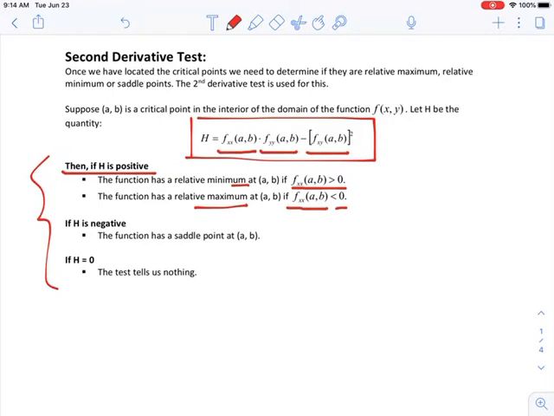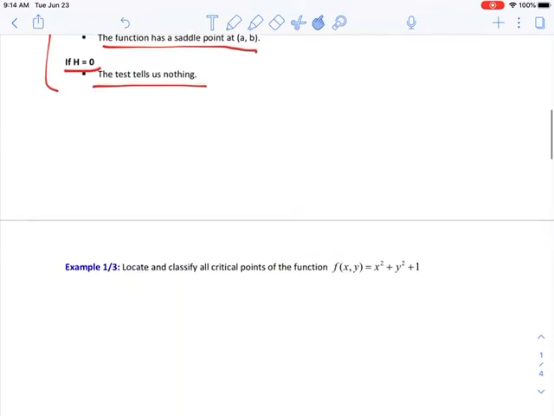Now, what happens if H is negative? If H is negative, we have a saddle point at (a, b). And if H is 0, then this test tells us nothing. We don't know what we have. All right, so this is a lot of information. I wanted to get through it so we could actually get into doing a problem.